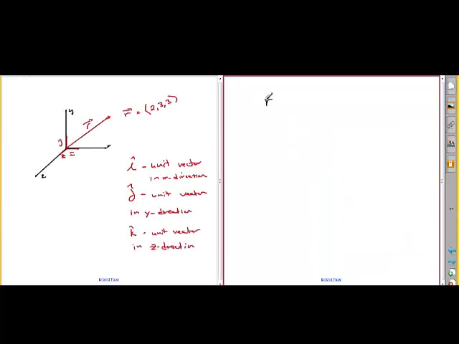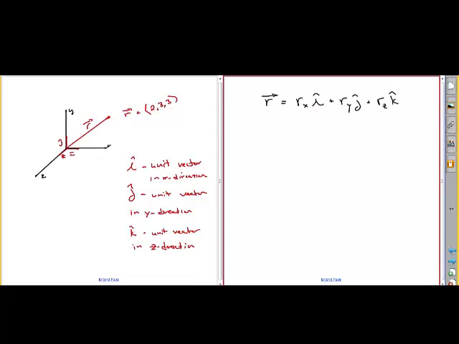And so our position vector can consist of three parts. It consists of the magnitude of the position in the x direction times i hat, plus the magnitude of the position in the y direction times j hat, and the magnitude in the z direction times k hat. So this is a scalar multiplied by a vector, and that gives you a vector. And these are the magnitudes.